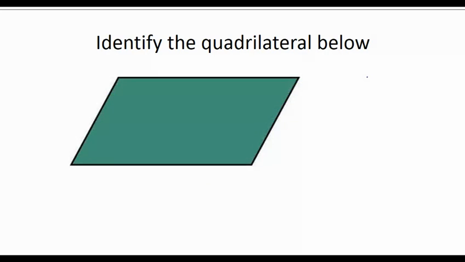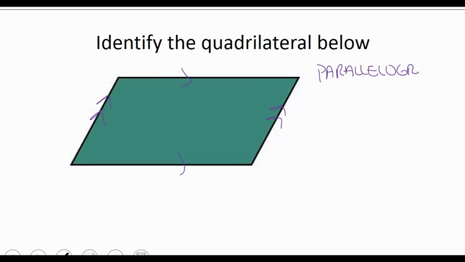All right. What about this one? So I look at this. I can see that this side and this side are parallel and equal. And I can see that this side and this side are parallel and equal. So the top and the bottom are parallel and equal. The left and the right are parallel and equal. That would make this a parallelogram.